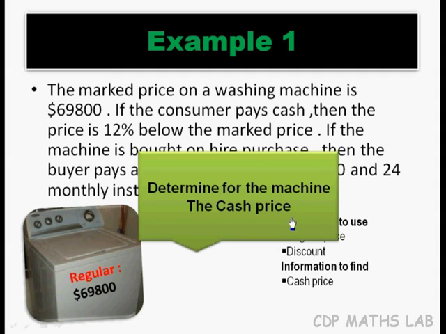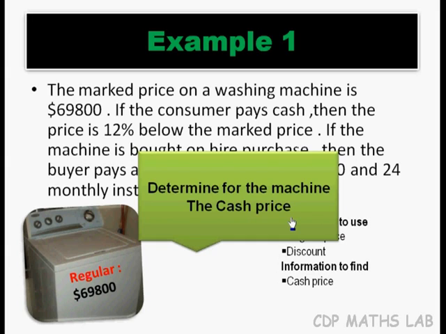So okay, we're going to now determine for the machine the cash price. Now we did this in the last lesson, so you should be able now to use the regular price and the discount to determine the cash price. Now the cash price is different from the marked price. Please pay attention to this. The marked price is the price that was set before. Good? But because the businessman wants to sell the machine, he takes some money off the machine.